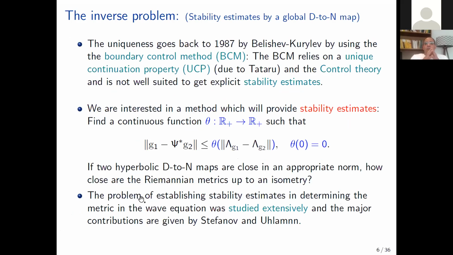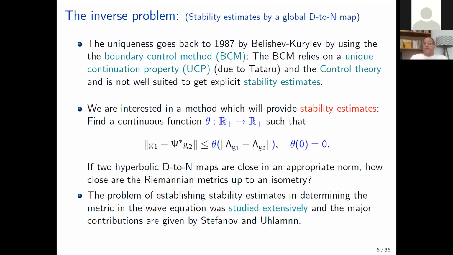Okay. The uniqueness of this kind of inverse problem goes back 40 years to Belishev and Kurylev, using the boundary control method. In fact, the boundary control method relies on a unique continuation property for the wave equation, proved by Tataru, and control theory. But this method is not well suited to get any explicit stability estimates. So in my talk, we are interested in a method which will provide some stability estimates.